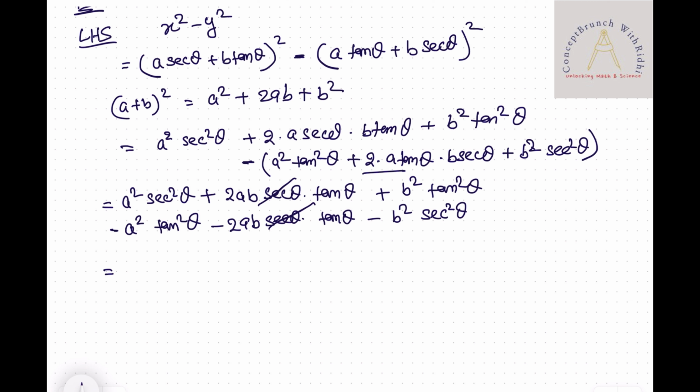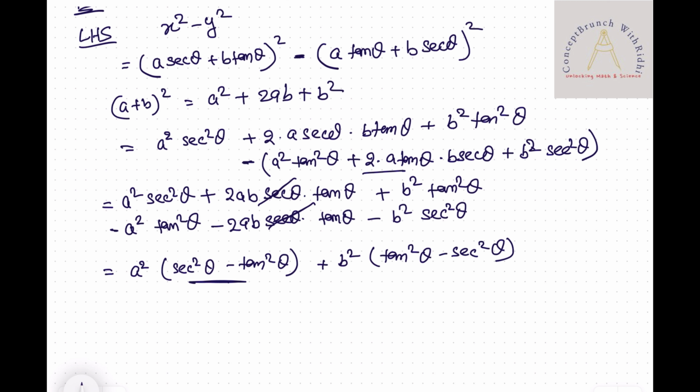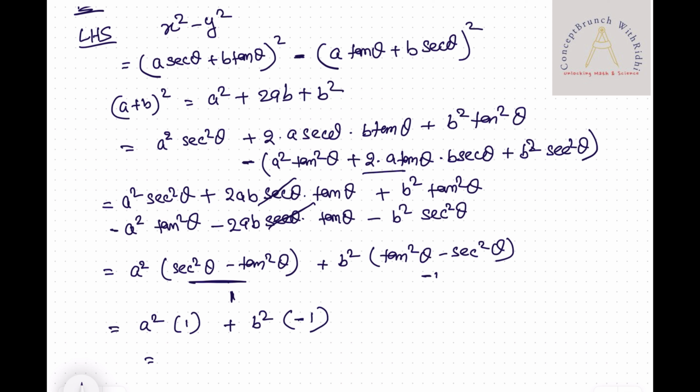Let's take a square common first. So a square, what's the remaining? Secant square theta minus tan square theta, correct? Over here b square common, tan square theta minus secant square theta. If you see that, this is one identity: secant square theta minus tan square theta is 1. But what about the opposite one? We can write it as minus 1. So a square times 1 plus b square times minus 1, correct? So it will be a square minus b square, that is equal to your RHS, hence proved.